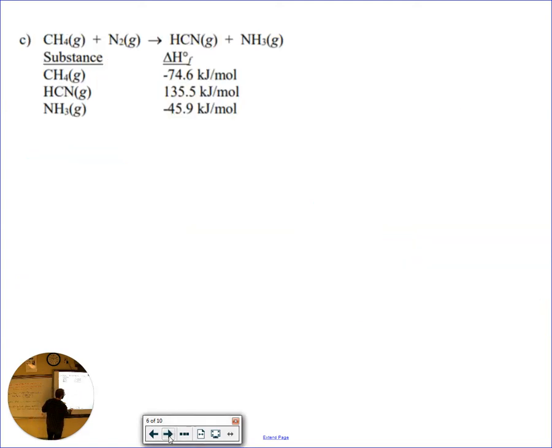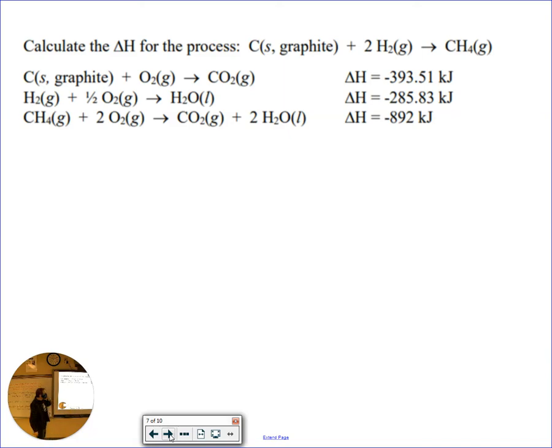All right. Let's take a look at this one here. Okay? All right. So calculate delta H for the process. Graphite plus hydrogen yields methane. Okay? What kind of reaction is this? Decomposition. It's synthesis. We're putting stuff together, not taking it apart. Okay, good. So, find the puzzle pieces. What do you see? I see graphite. Where's it at? On the first one.